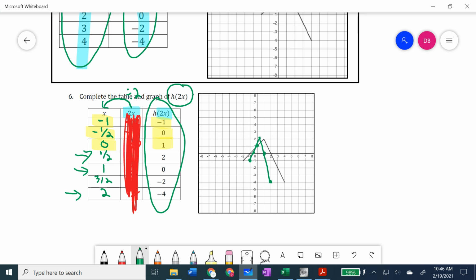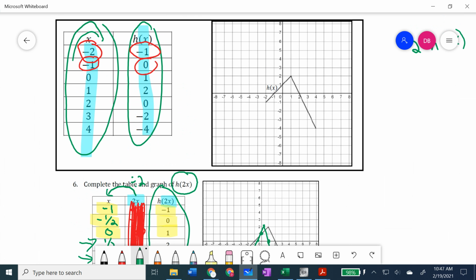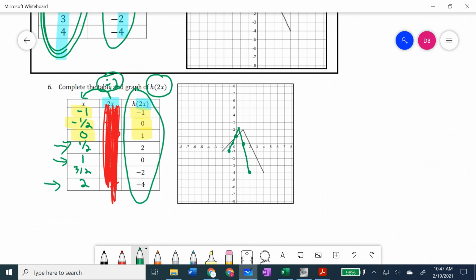So before, when the 2 was multiplied outside, it vertically stretched it by 2. But when the 2 is multiplied inside with the x, it squishes it, it narrows it horizontally by 2. If you take the original x coordinates, these original x coordinates that you see on the graph, you need to actually divide them by 2, keep the y values as they are, and that will give you how it squishes.